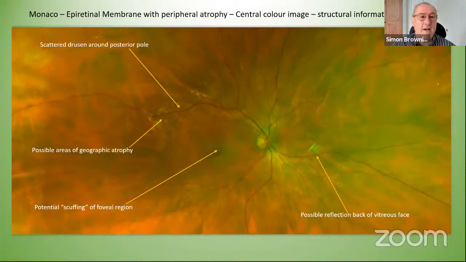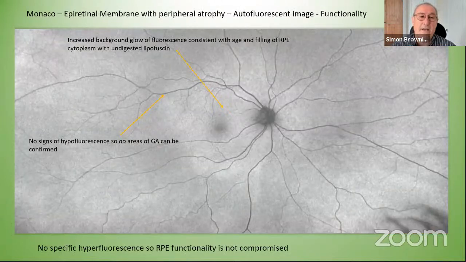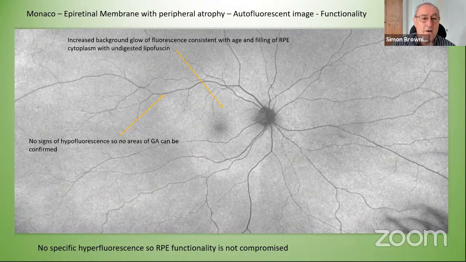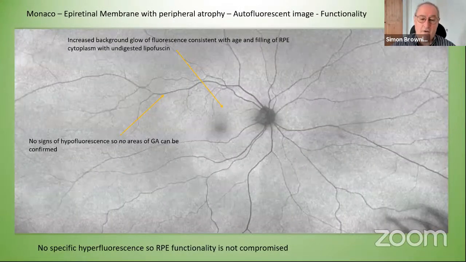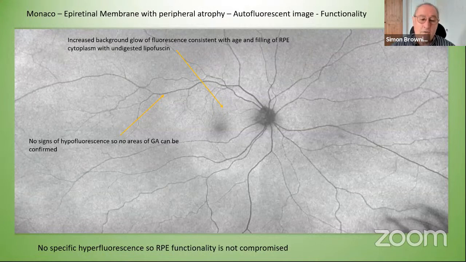If we just analyze in a bit more detail, there's some scattered drusen around the posterior pole, possible areas of geographic atrophy, potential scuffing of the fovea. But we really, again, don't know what's happening here. The autofluorescent tells us a bit more with the increased background glow. When you look, there is no sign of hyperfluorescence in the area where we asked the question, is that geographic atrophy? We now know it's not geographic atrophy. So with no hyperfluorescence there, we know the RPE functionality is not compromised in that region.